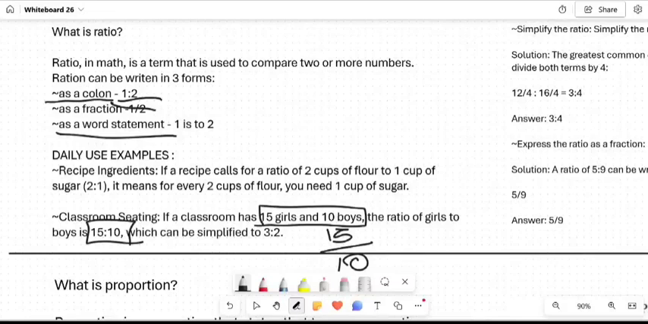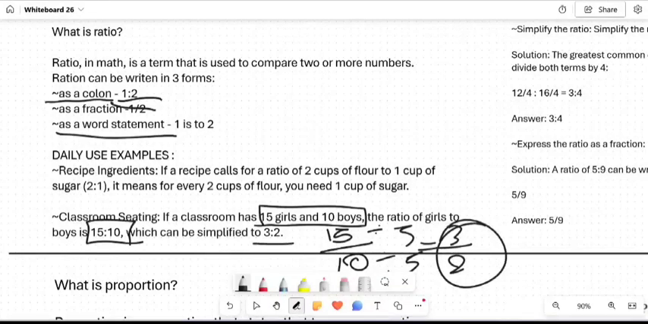Okay. Now, what we are going to do is find the HCF of 15 and 10. So the HCF of 15 and 10 will be 5. So we will divide these two numbers by 5. Then the answer we get will be 3 by 2, the one written over here. Okay, now we got 3 by 2, so now we are going to change it into a ratio which will be 3 is to 2.